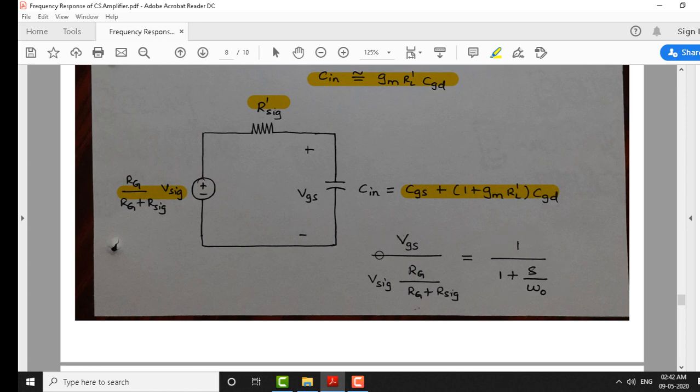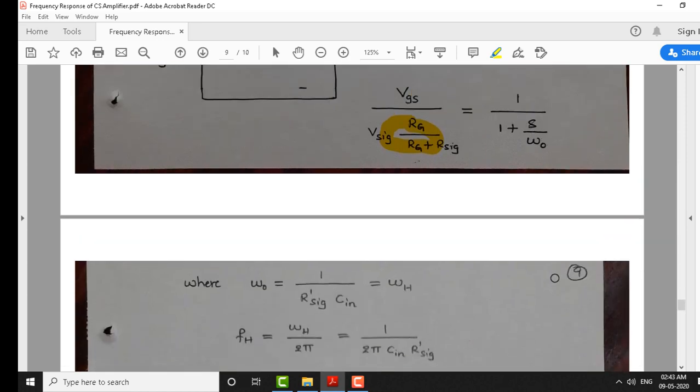So this is as per the circuit, VGS divided by this voltage. So VGS divided by the input voltage, as per the Thevenin network, can be equated to the single time constant circuit, which is 1 divided by 1 plus S divided by omega naught. So from this, omega naught is equivalent to omega naught as we said already, which is also equivalent to omega h. This is the higher cutoff frequency.